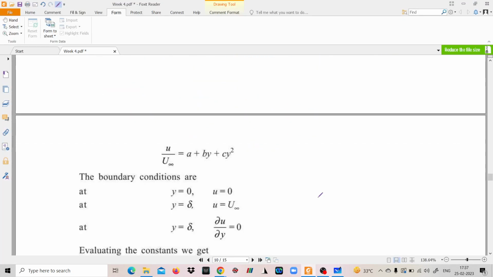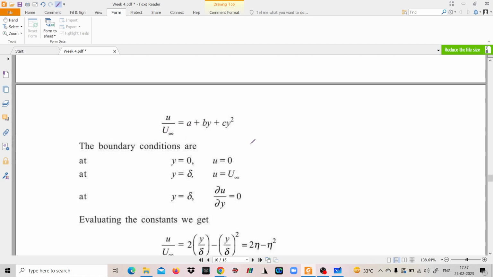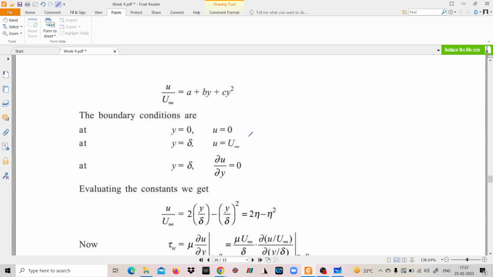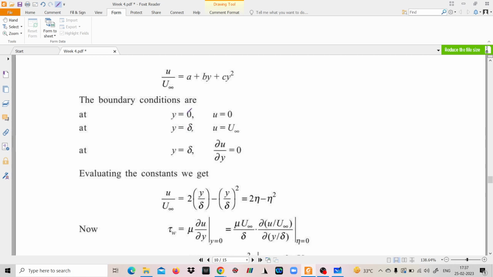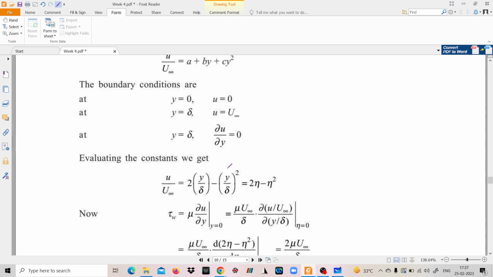So just like the previous problem, u by U infinity is a plus b y plus c y square. You can use this, or you can use it in terms of eta also, that is your wish. But what are the conditions? At y equal to 0, u equal to 0; at y equal to delta, u equal to U infinity; and at y equal to delta, del u by del y equal to 0. So these three conditions we have already seen. You simply use that, and then you evaluate the constants.